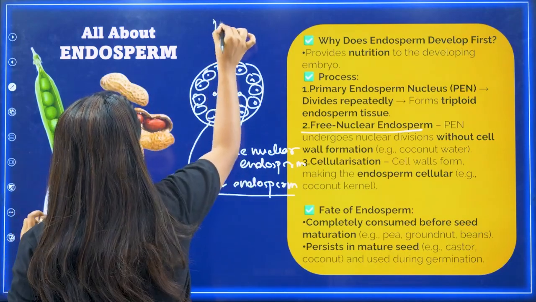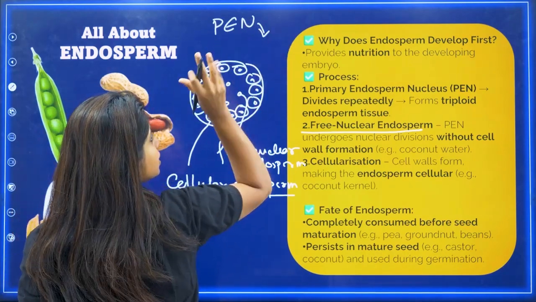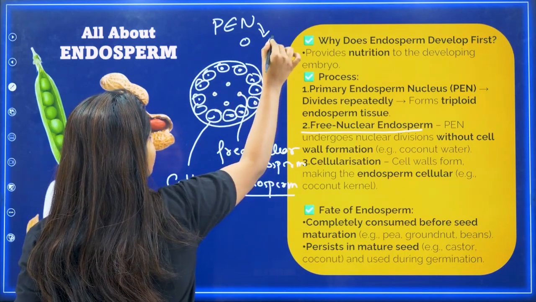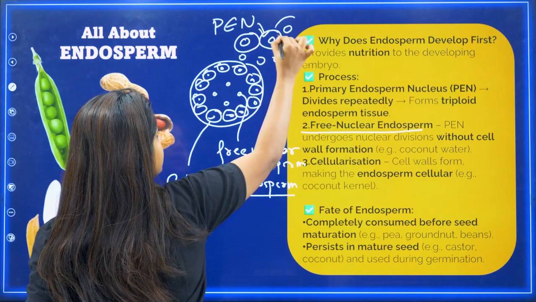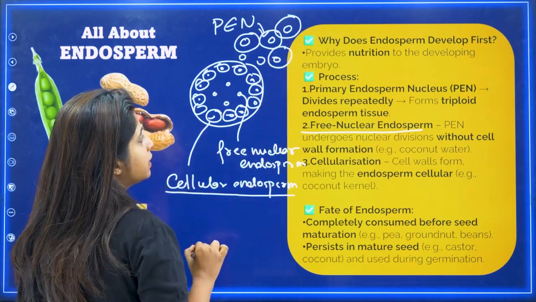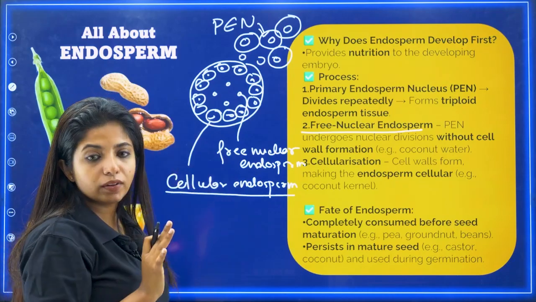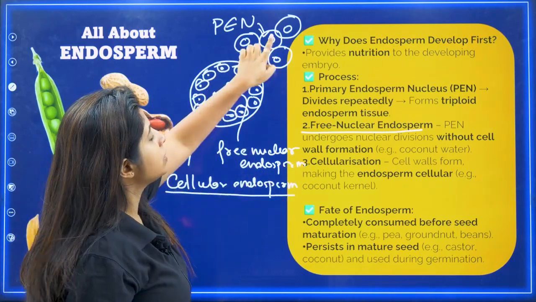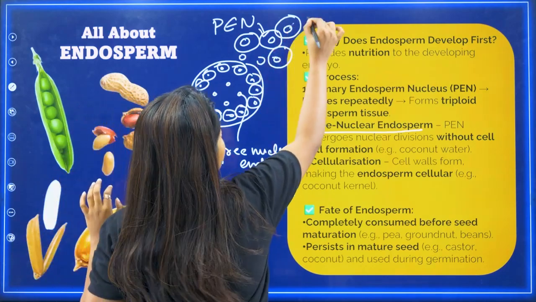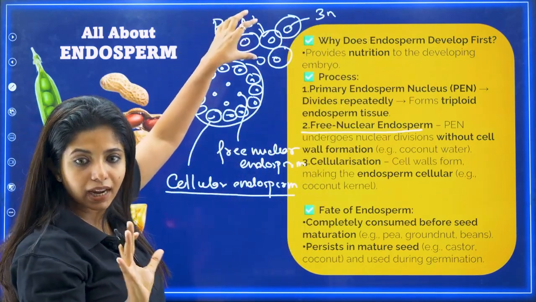You had the PEN, primary endosperm nucleus. This primary endosperm nucleus divides. Some of the nuclei are surrounded by the cell wall and things like that, and you will call them cellular endosperm. Some of them are just freely lying over there, and you call it free nuclear endosperm. Always remember the nuclei that are here, all of them have 3n number of chromosomes, because initially the nucleus that we had has 3n number of chromosomes.